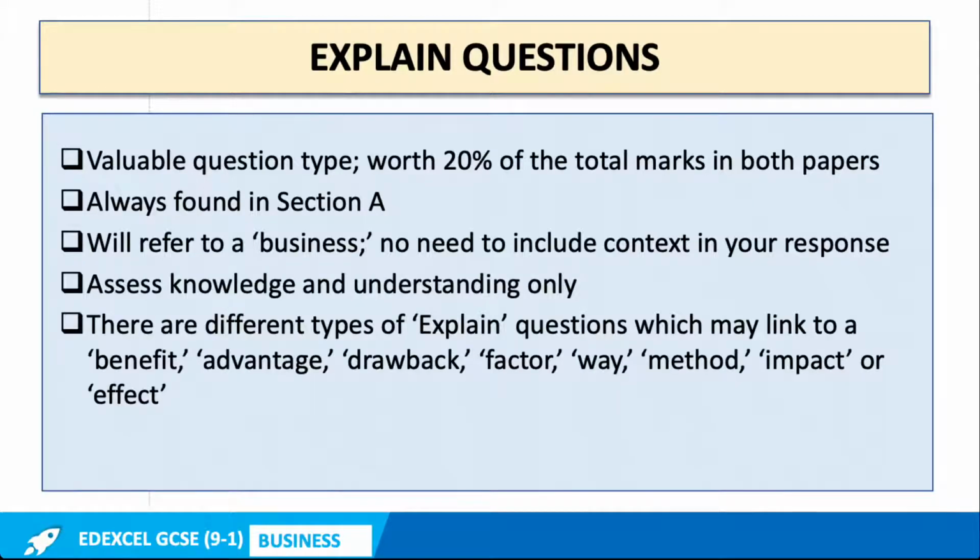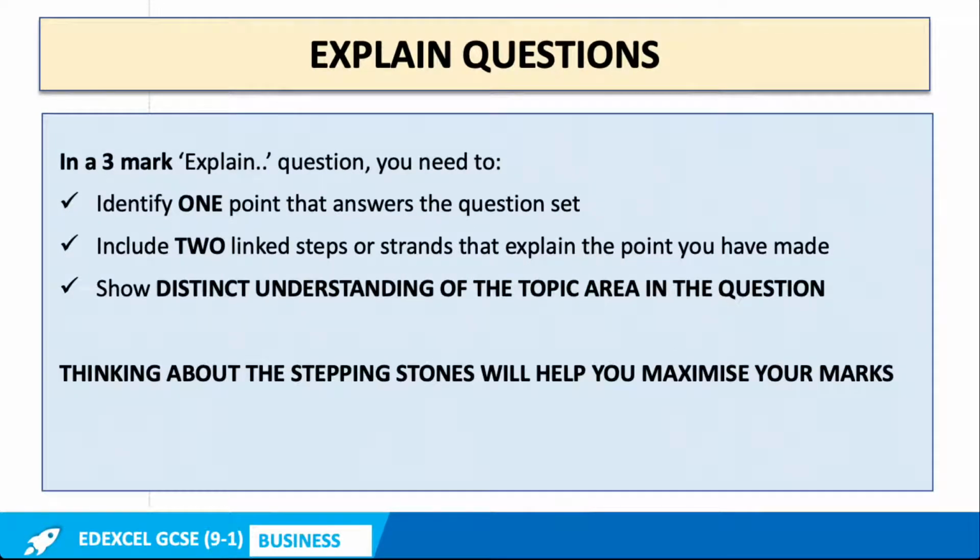Impact or effect questions can look at either a positive or a negative point. Regardless of the type of question that you'll see, they will be structured in the same way. So let's take a look at this. In a 3-mark explain question, you need to identify just one point that answers the question set. If you know 2 or 3 points, just pick the point that you are most confident with in order to explain with 2 steps or strands in the chain of argument, or developmental strands. So there is 1 mark for knowledge and 2 marks for understanding in the explain question.